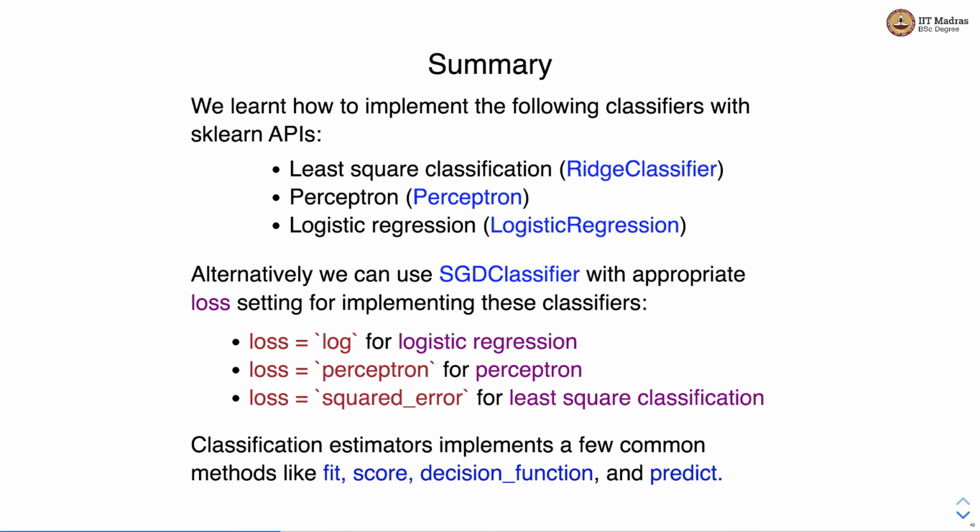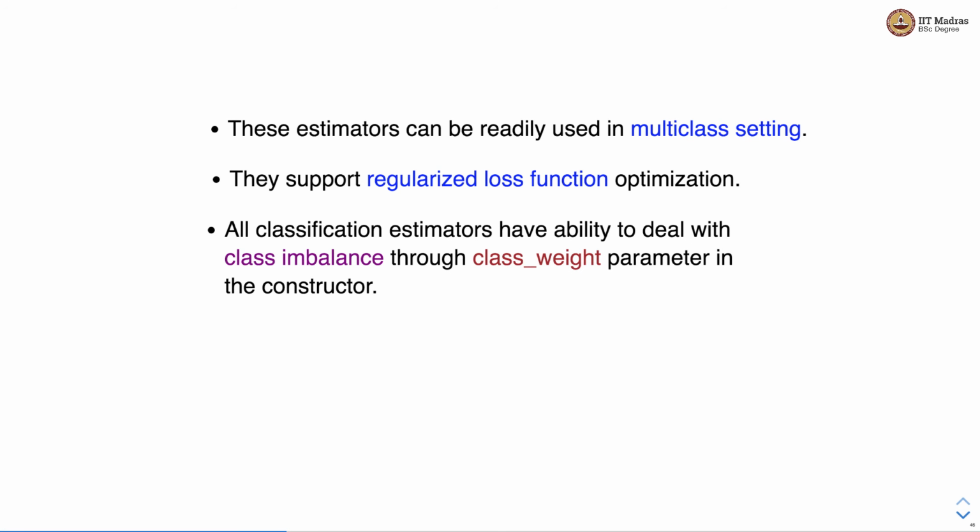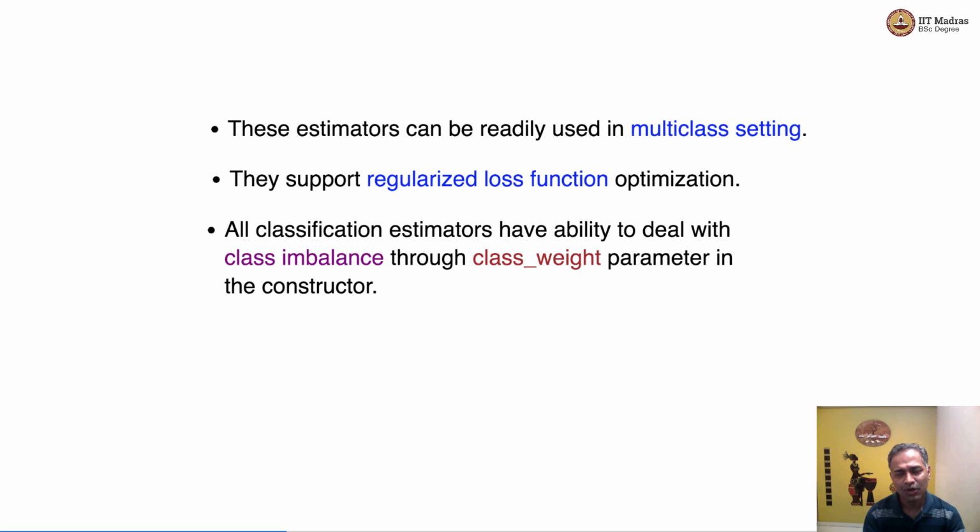We also learned that classification estimators implement a few common methods. These estimators can also be readily used in multiclass setting. They support regularized loss function optimization. And finally, all classification estimators have the ability to deal with class imbalance through class_weight parameter in the constructor. In the next video, we'll extend these estimators in multiclass setting. So now you know how to implement different classifiers with Sklearn APIs.